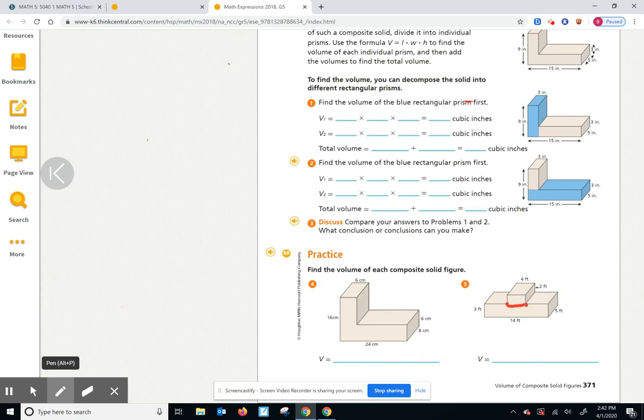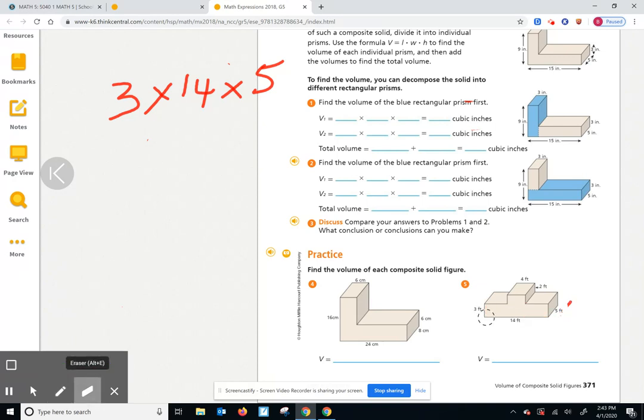I'm going to start with the big one just because I like to get the more difficult aspects out of the way. So this one should have a height of 3 times a length of 14 times a width of 5. Okay, 3, 14, and 5, my 3 dimensions. Again, finding volume, I always have to have 3 dimensions.